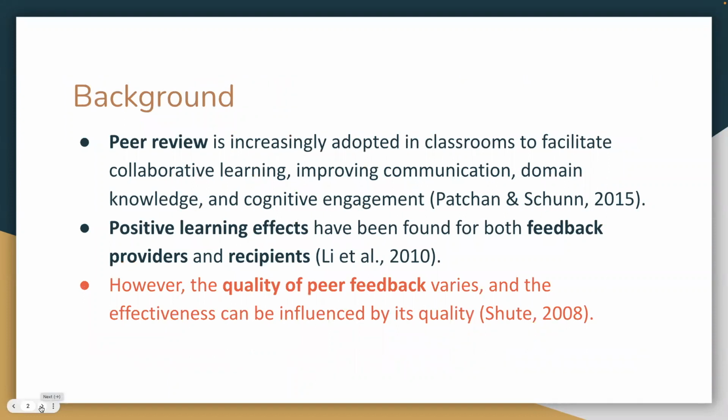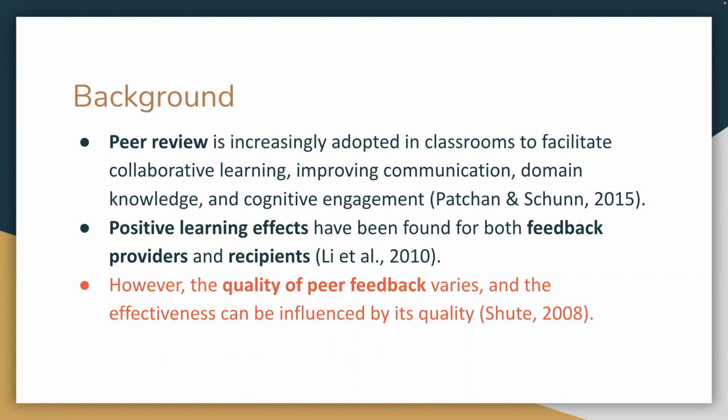So, peer review, as many of you know, is an important pedagogy that has been increasingly adopted in classrooms to facilitate collaborative learning with the goal of improving students' communication skills, domain knowledge, and cognitive engagement. Positive learning effects have been found for both students who receive feedback and students who provide feedback.